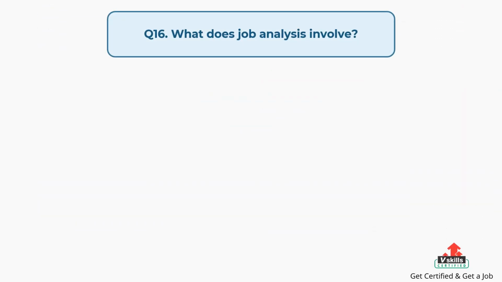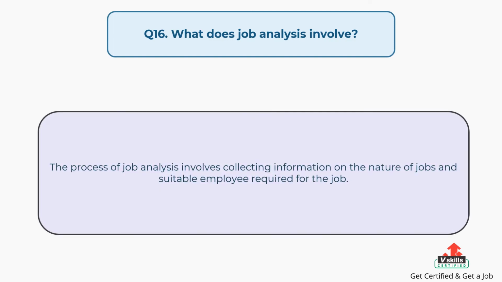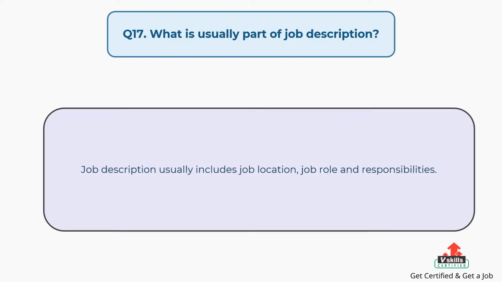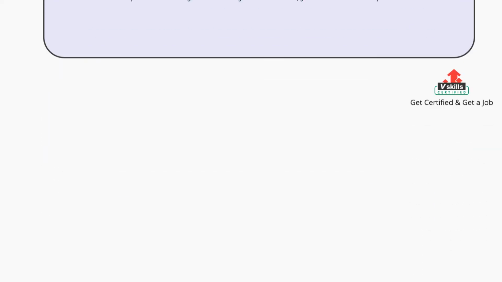Question number 16. What does job analysis involve? The answer is, the process of job analysis involves collecting information on the nature of jobs and suitable employee required for the job. Question number 17. What is usually part of job description? The answer is, job description usually includes job location, job role and responsibilities.